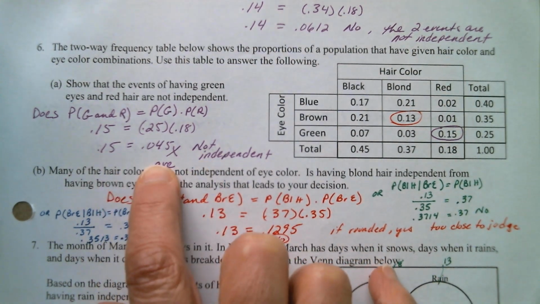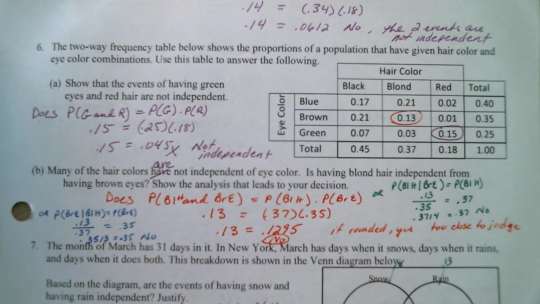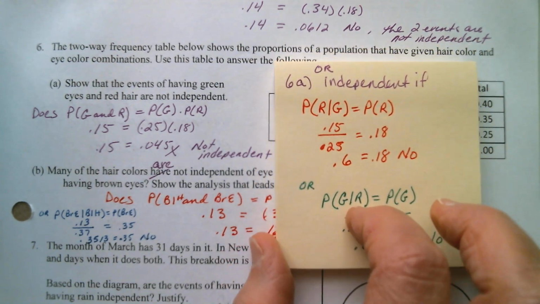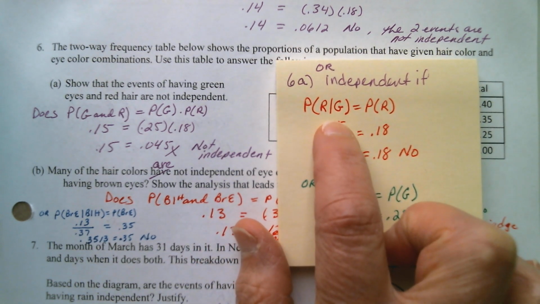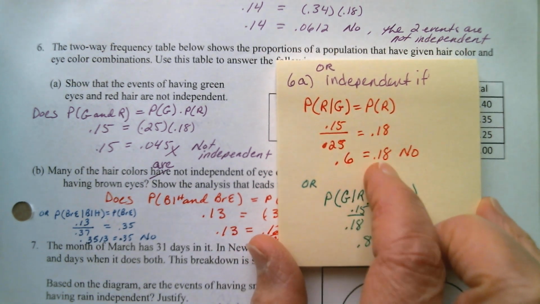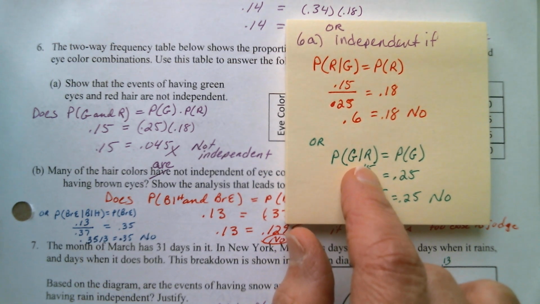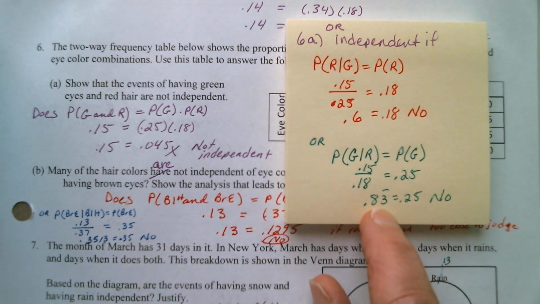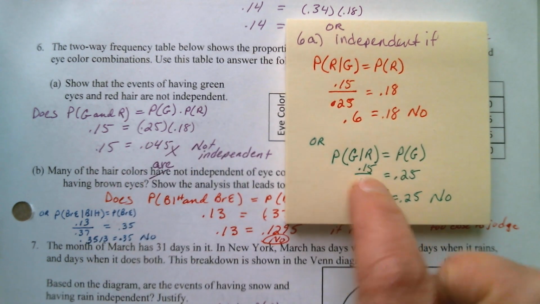And these are the two decimals. If you used the probability of G and R, does that equal the probability of G times the probability of R? Or you could use one of the givens. If you use the probability of red hair given green eyes, does that equal the probability of red hair? This is what you end up with: 0.6, does that equal 0.18? No. Or if you use the probability of green eyes given red hair, does that equal the probability of green eyes? These two decimals are not equal. So any one of those three ways.